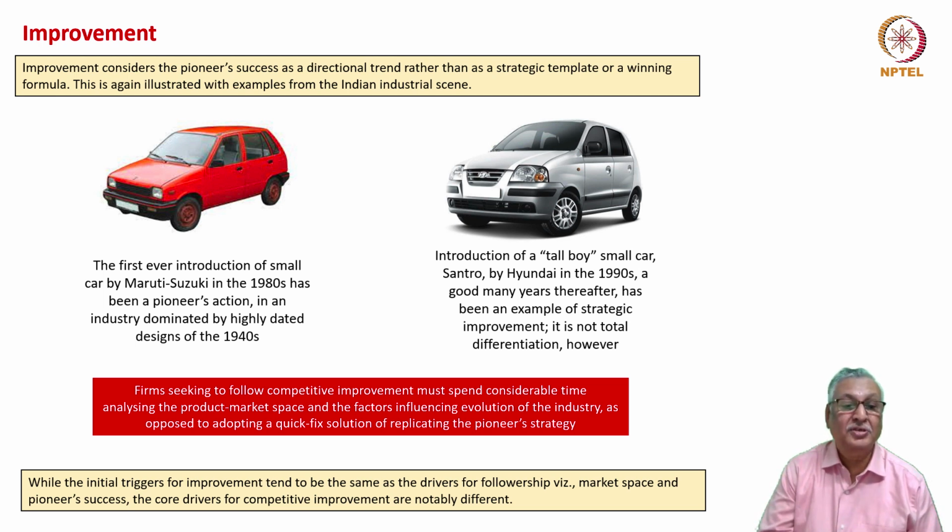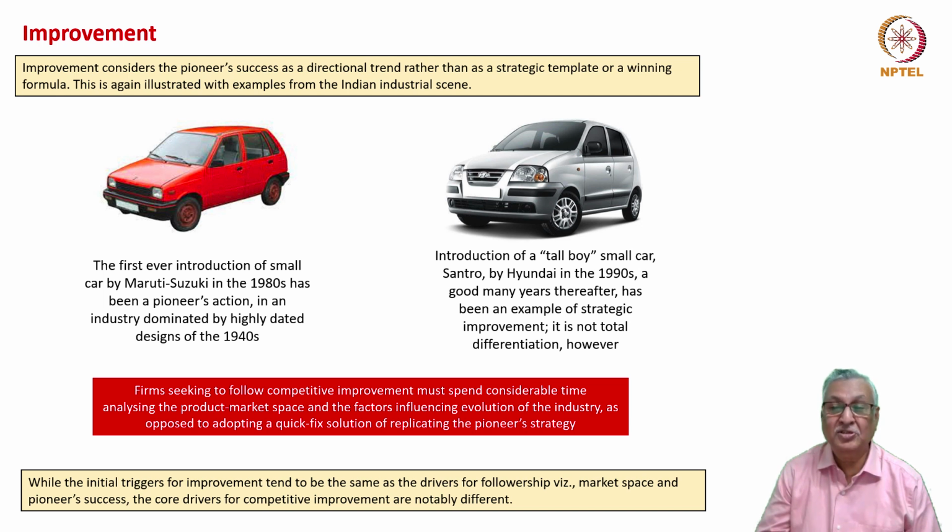When Maruti Suzuki introduced its first ever small car in the 1980s, it was a pioneer's action. It was an industry dominated by highly dated designs of the 1940s, and in a pioneering manner, Maruti Suzuki opened up that market. But the introduction of a tall boy small car, Santro, by Hyundai in the 1990s, a good many years thereafter, has been an example of strategic improvement. It is not total differentiation, however, because it is meant for the same kind of customers who were handling the Maruti 800cc.